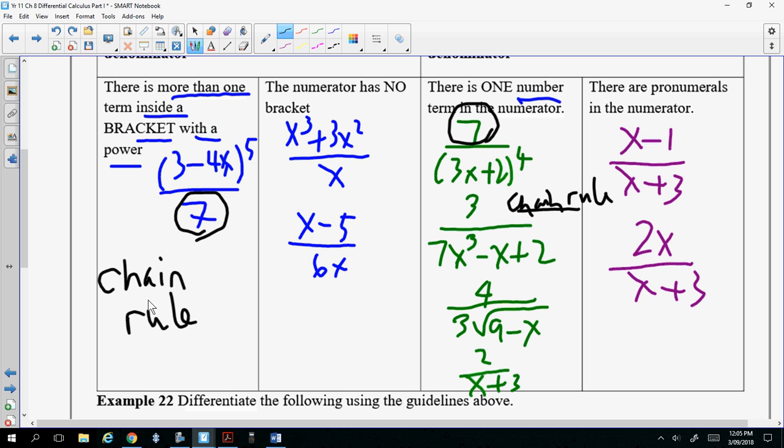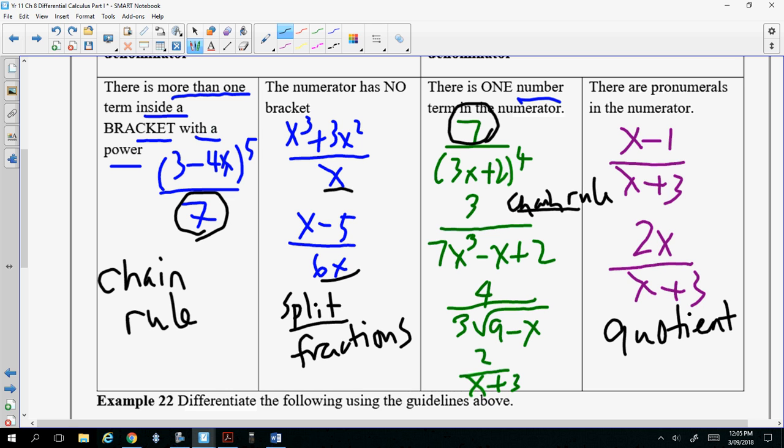And this one, you split the fraction. You split because you've got one term. Split fractions. And the last one, use the quotient rule. So you can avoid a lot of unnecessary work if you don't use the quotient rule all the time. There you go. So we're going to do this question. All of these are in the examples below. Hopefully you can remember which method to use. Okay? Hopefully you're ready.